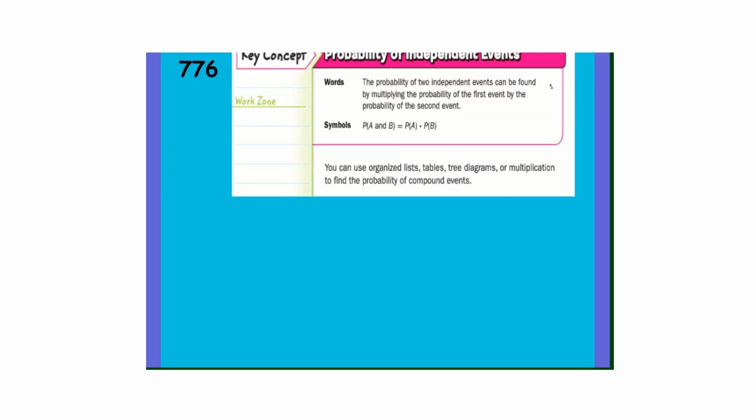So the probability of A and B, the word "and" right here, is important, okay? It means you multiply. Probability of A times the probability of B. So remember that, we're going to be multiplying them.